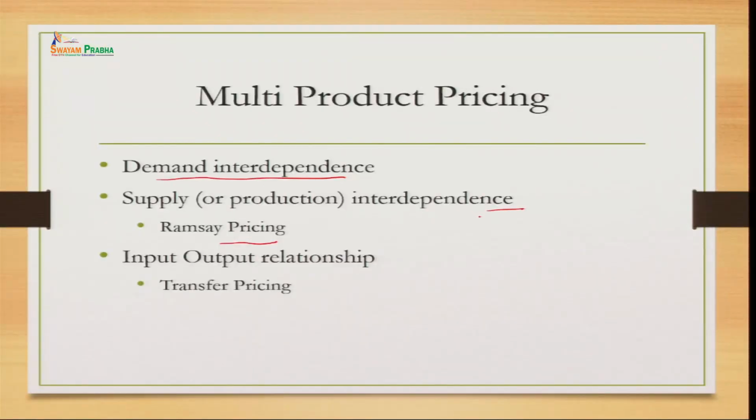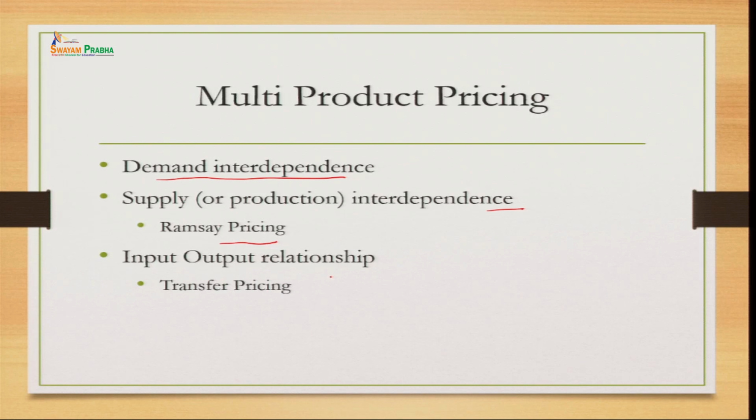Whereas in the case of elastic goods, the government should keep a lower pricing strategy. The same is the case with supply interdependence. It is better to charge a higher price for the commodity where the demand is higher, right, and when the demand is lesser, one should adopt a lower pricing strategy.